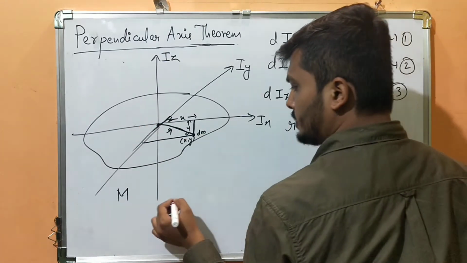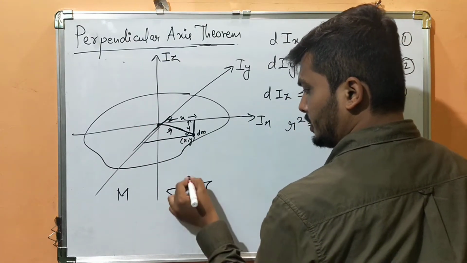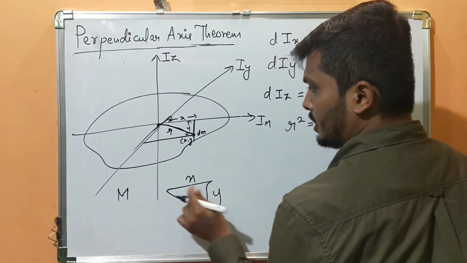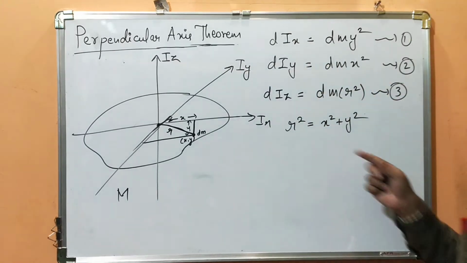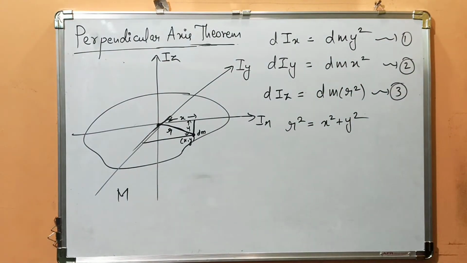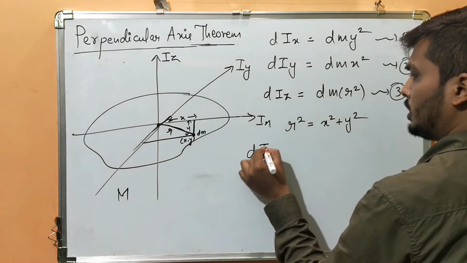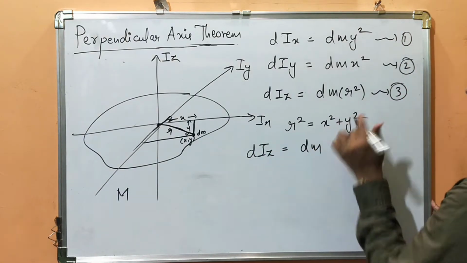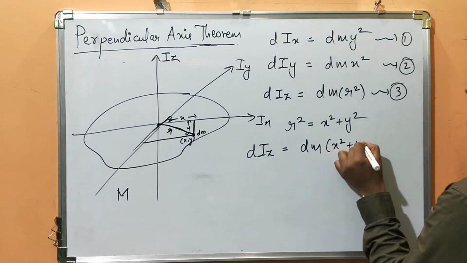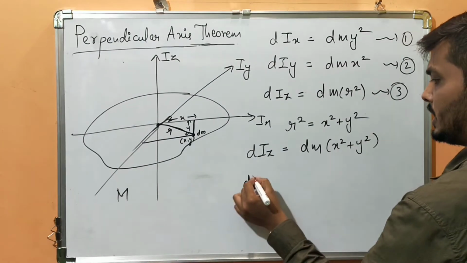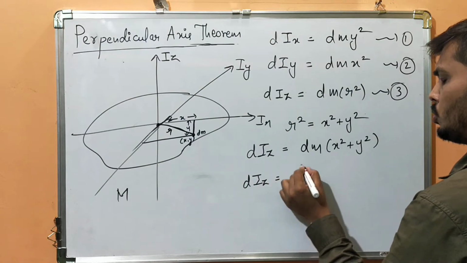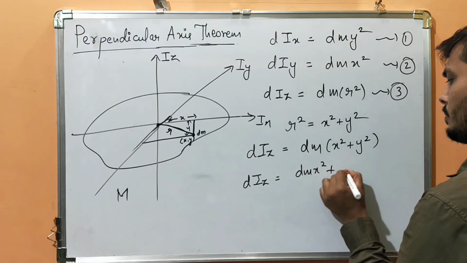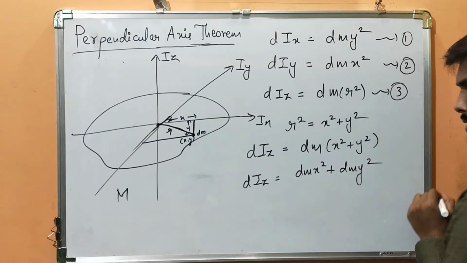Can I write? See here, look at this triangle. This is x, this is y. Got it? So r square can be written as x square plus y square. So now substitute: dIz equals dm. Instead of r square, you write x square plus y square. So this dIz will be equal to dm x square plus dm y square.